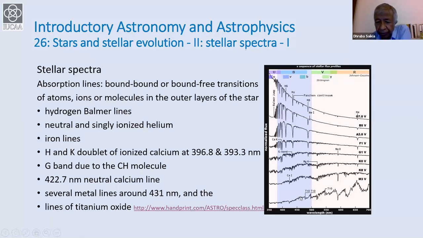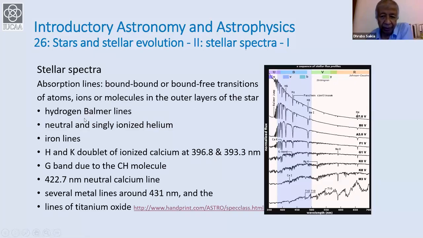And when you come to the coolest stars, then you can see that the gaseous atmospheres, or the absorbing medium, is more in the molecular form. Here, absorption bands due to titanium oxide are marked. So absorption lines are bound or bound-free transitions. With bound-free transitions, you're not going to get a specific well-defined line like H beta or H delta, but the electron would go from the bound state to a completely free state, of atoms, ions, or molecules in the outer layers of the star.